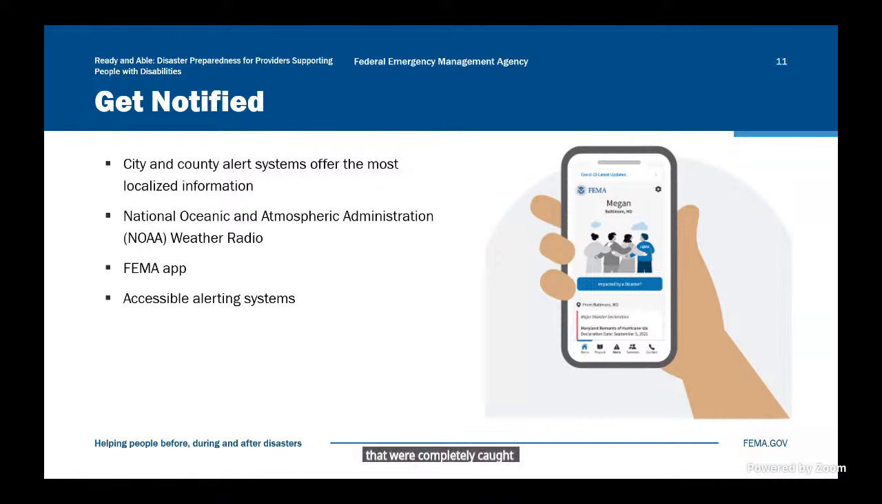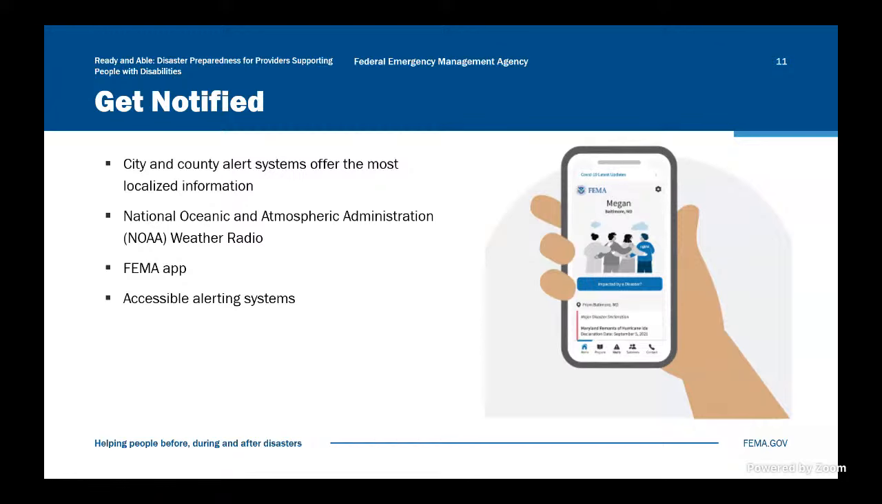So I always recommend local alerts as the most important ones to sign up for because it's going to be your local government who has the most specific information about the weather. And also they can tell you what to do in an emergency. Local governments may have an evacuation order. They may offer resources like water if there's a problem with the water treatment center and it gets shut down.